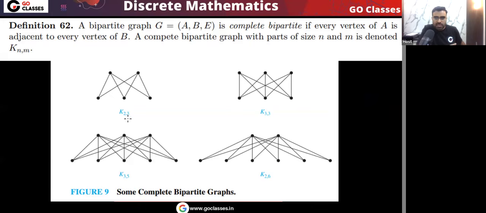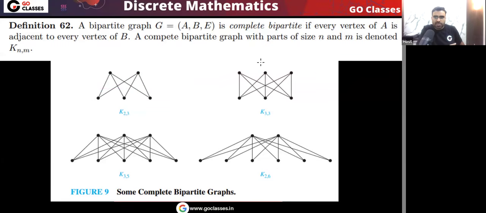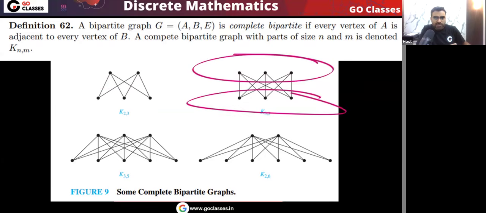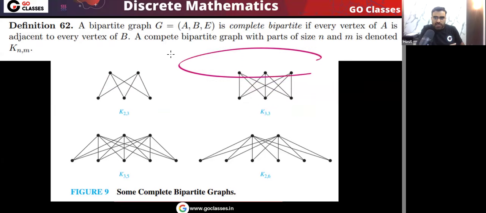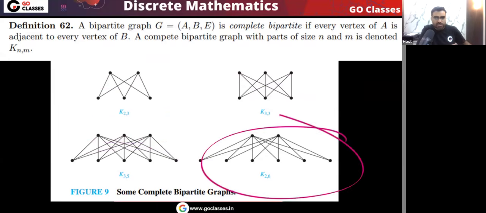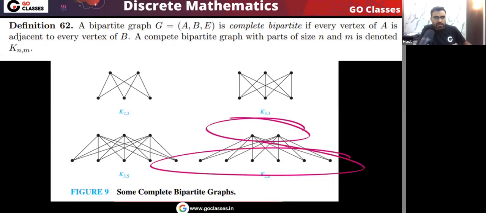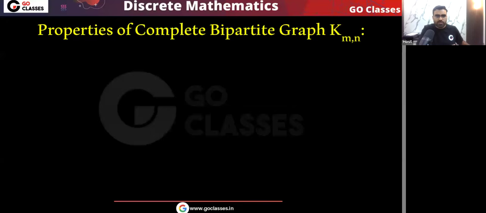So this is K23, a complete bipartite graph. One part has two vertices, another part has three vertices, and every vertex in this part is adjacent to every vertex in this part. Similarly, this is K33, with three vertices in each part. Similarly, K35 has three vertices here and five vertices here. Similarly, this is K26, with two vertices in one part and six in the other. This is the definition of a complete bipartite graph.